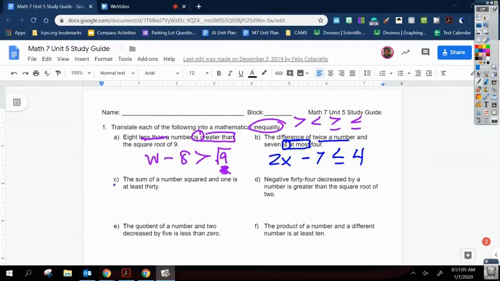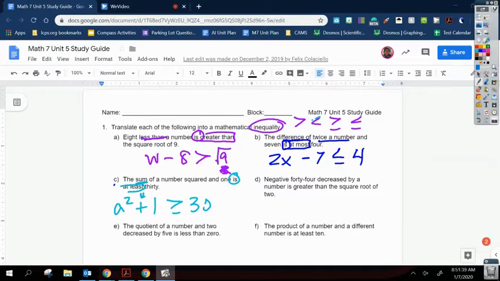C, the sum of a number squared and 1 is at least 30. So we see the word is, but it's not is, it's is at least. Again, least, I know that you're thinking this guy, but it's not. Is at least means is greater than or equal to, so it's is at least 30. The sum, which means addition, of a number squared, that's where we put a number squared, and 1 is at least 30.